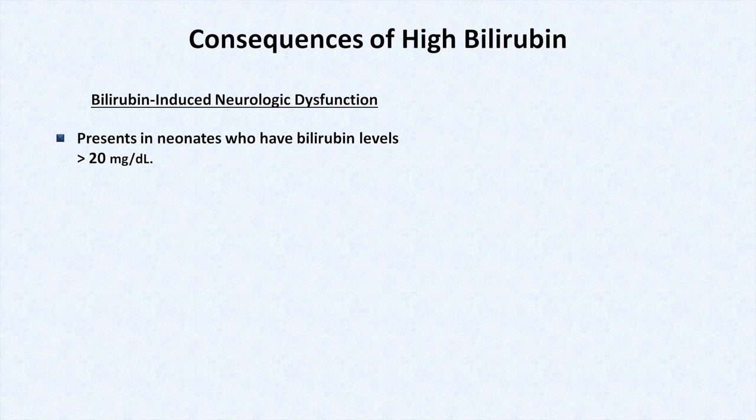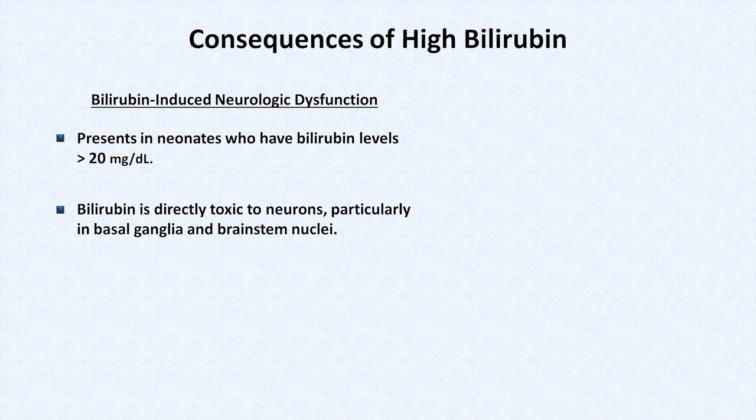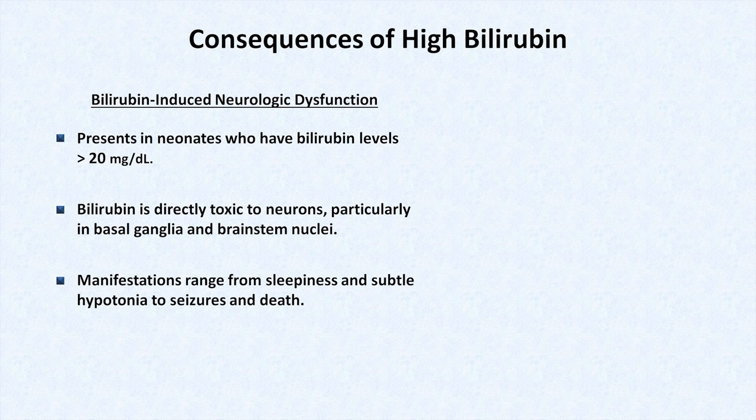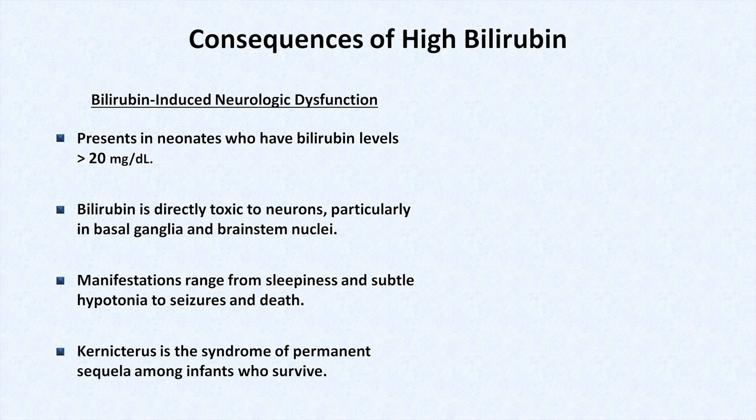The bilirubin is directly toxic to the neurons at this age, particularly in the basal ganglia and brainstem nuclei. The manifestations range from sleepiness and subtle hypotonia to seizures and death. Among infants who survive, the syndrome of permanent sequela is called kernicterus.